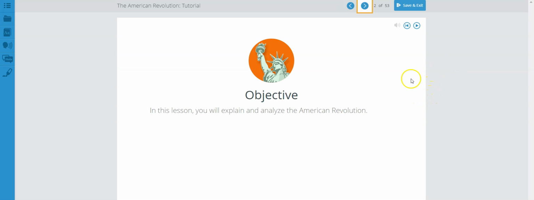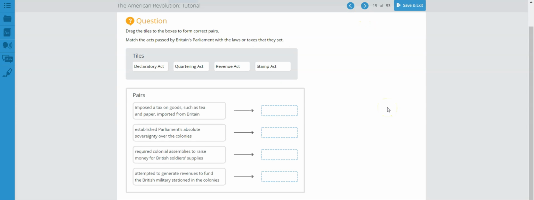Now let's move on to your activities. We are now on page 15 of the American Revolution tutorial, and this is a fairly simple activity. All you're doing is looking at this information, the tiles, and matching those tiles to the description. For example, if you take the stamp back, you will move it to where you think it belongs. Once you're done with it, please make sure you hit submit, and you should be okay to move on to the next activity.